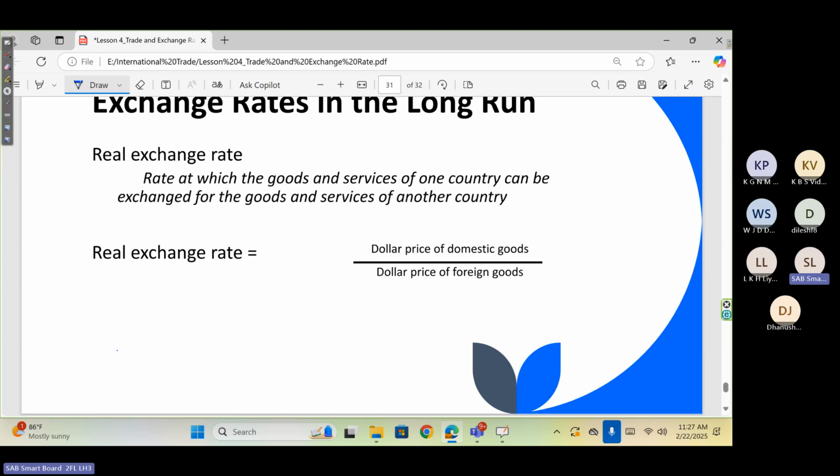So if I read this out, the price of a food cycle in Sri Lanka is 120,000 rupees. The price of the same cycle, an identical product, exported to the UK is GBP 212.